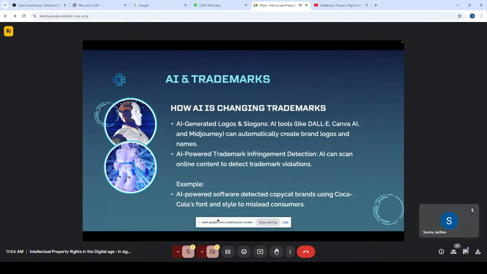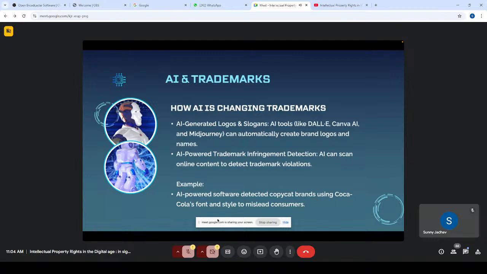So we discussed AI and patents. Trademarks, copyright, and designs are taking a fairly similar stance, but let's quickly go through and address these aspects individually. How is AI changing trademarks? AI-generated logos and slogans. AI tools like DALL-E, Canva AI, and Midjourney can automatically create brand logos and names, and I must say, very quickly, within minutes.